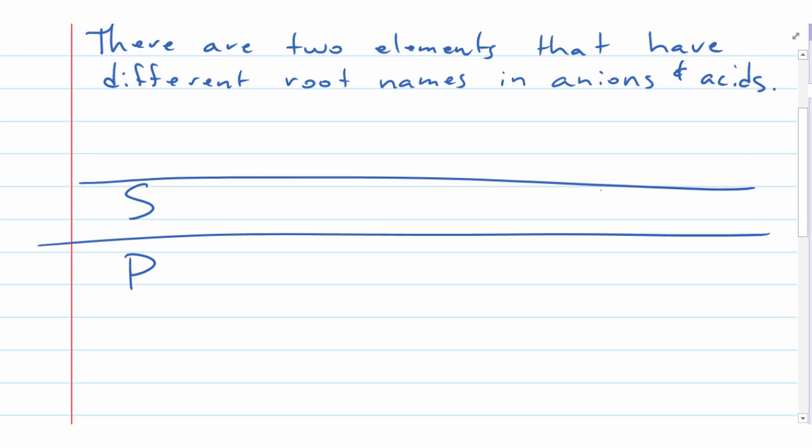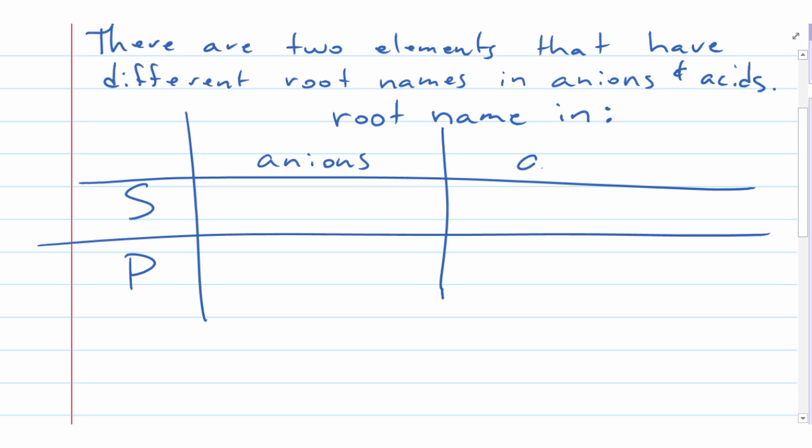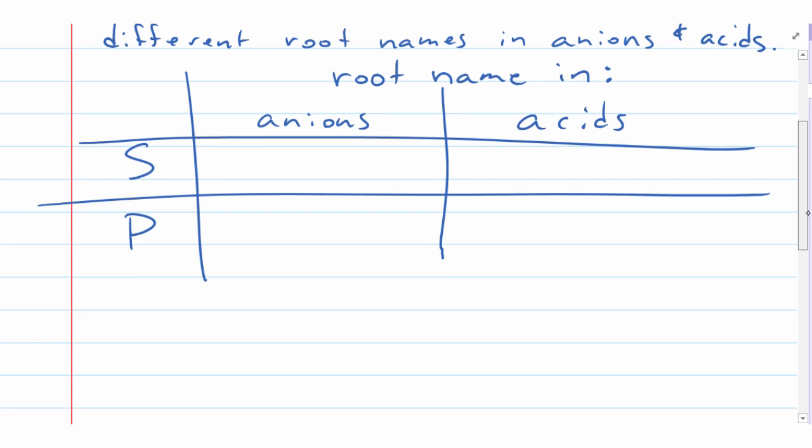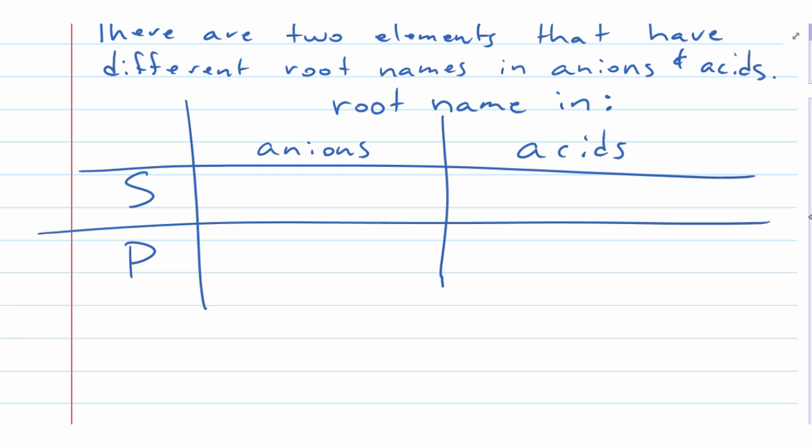And so what I'm going to do here is I'm going to make a small table and look at the root name in anions. That's what we've been working with. And then the root name in acids. So anions is what we've been working with up to now with these root names.